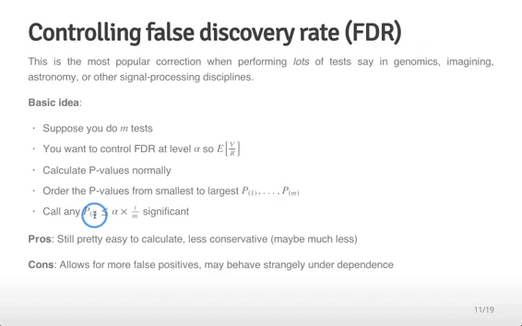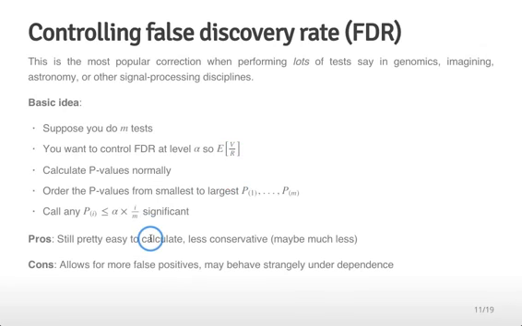Then you go through, and for the ith ordered p-value, you look to see whether it's less than or equal to alpha times i divided by m. And if it's true, then you call it significant, and if not, you don't. This procedure is designed to control this false discovery rate here.